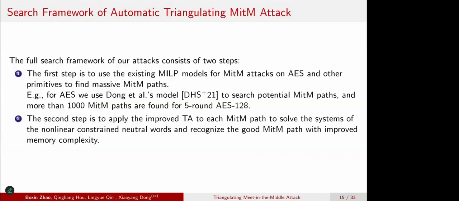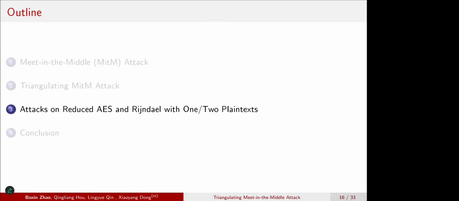Based on the new TA, we design an automatic search framework consisting of 2 steps. First, use existing MILP models to search for potential meet-in-the-middle paths for cryptographic primitives like AES. Second, apply the improved TA to each meet-in-the-middle path to solve its nonlinear constrained natural word system, and recognize the good meet-in-the-middle paths with improved memory complexity. We applied the new method to AES and Rijndael.